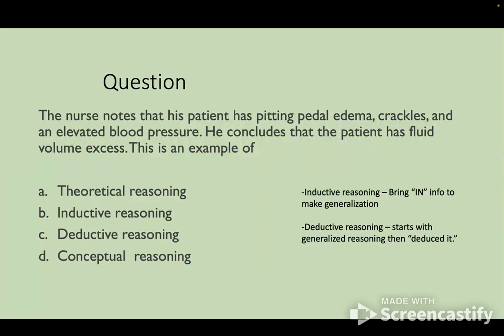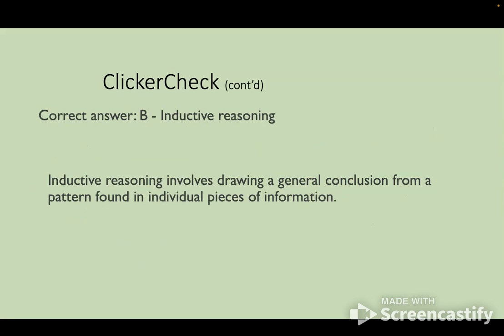So the question: the nurse notes that this patient has pitting pedal edema, crackles, and an elevated blood pressure, and concludes that the patient has fluid volume excess. This is an example of B, inductive reasoning, because we're drawing a general conclusion from the pattern found in the patient information.